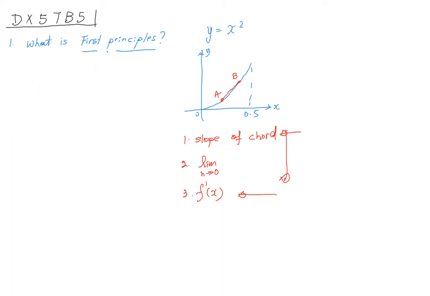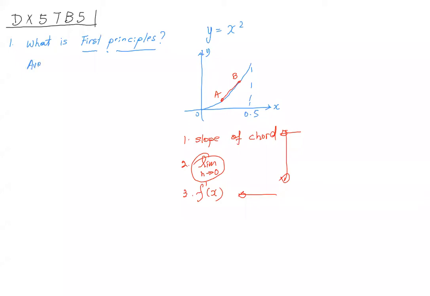You see, class, the first principle is how we make the average rate of change, that is the slope of the chord, approaches. That means there's a limit, that's called approaches. How we turn the average rate of change into the instantaneous rate of change. That is what the first principle is all about.